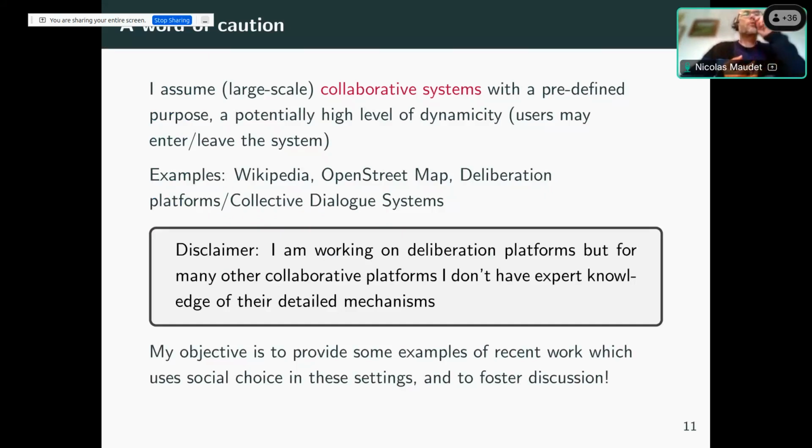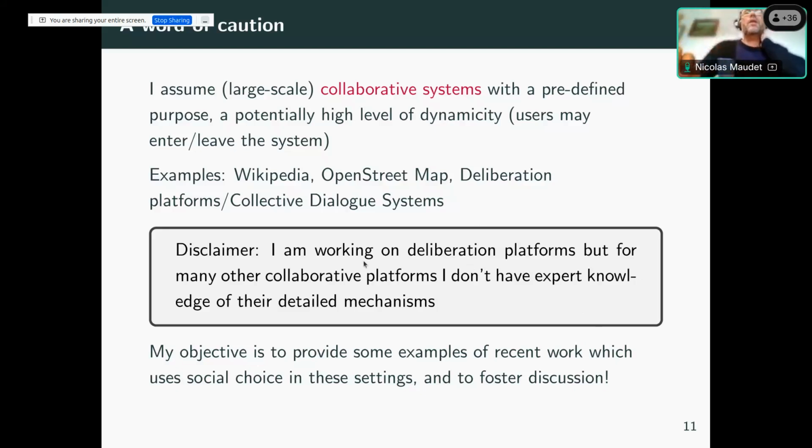At this point, I will assume what I call a large-scale collaborative system with some predefined purpose and potentially a high level of dynamicity, where users can enter and leave the system. I guess this is also related to the discussion which started before, related to Dominic's presentation. Some examples would be Wikipedia, OpenStreetMap, and deliberation platforms, what is nowadays called collective dialogue systems.